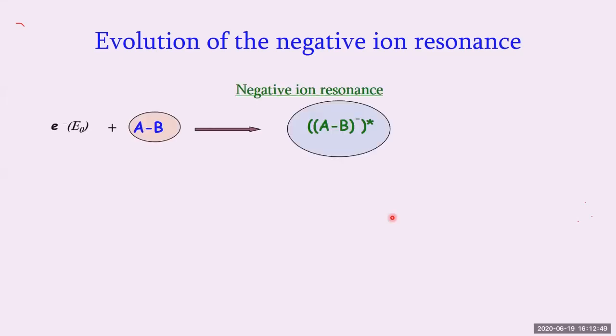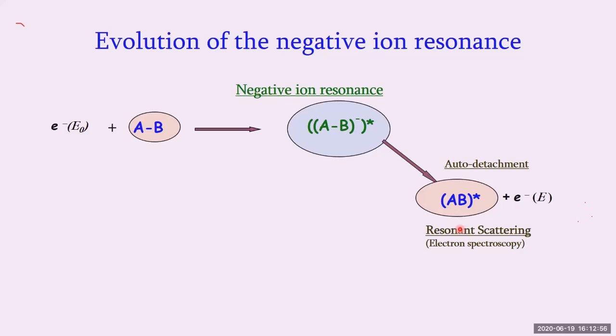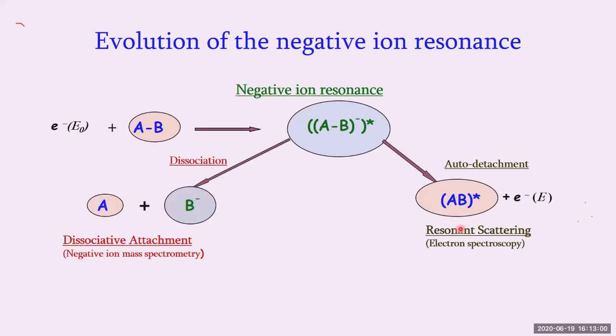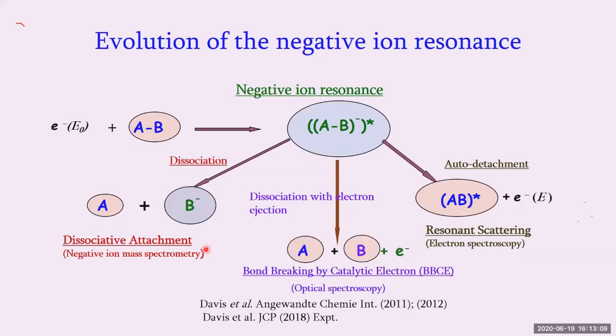So this is what we are going to look at: how the negative ion is formed and how it evolves. In this case you can see autodetachment, which you can study by electron spectroscopy, and you have dissociative attachment. Of course, a recent finding is that you can also have dissociation along with electron ejection, what is called bond breaking by catalytic electrons. This was theoretically proposed a few years back, and recently we showed it experimentally in one of the systems.